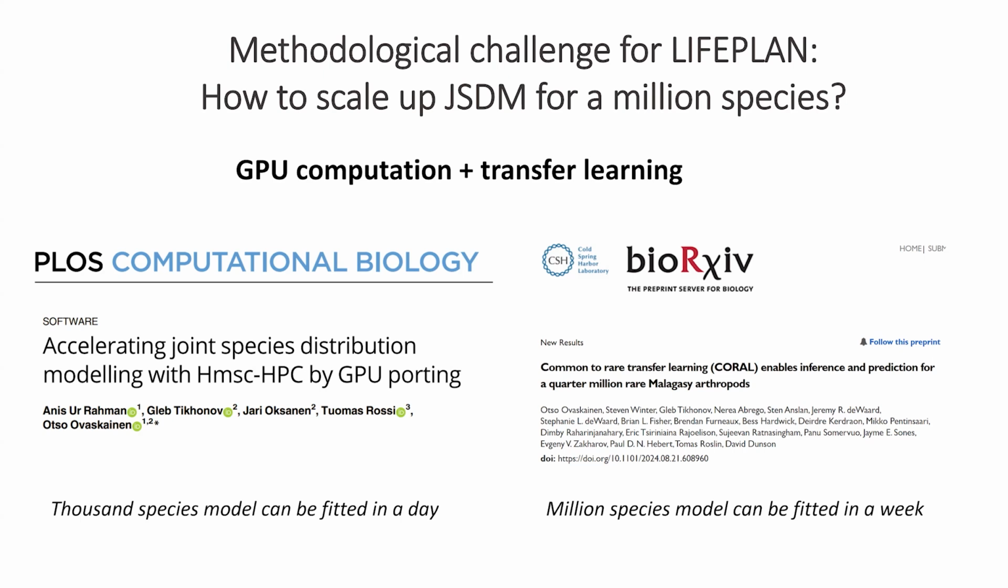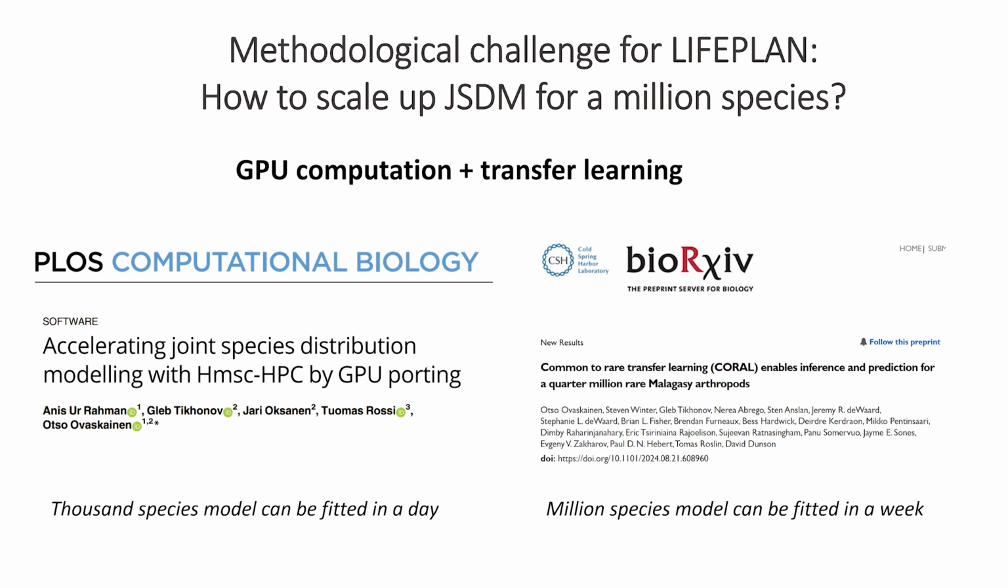But then in recent years, we have really put efforts into how to do much bigger data with JSDMs, very much motivated by LIFEPLAN. So we published this paper in PLOS Computational Biology, where we simply utilize bigger computers, GPU-based computation in servers, so that we can scale up the computations to thousands of species. We can fit HMSC now 1,000 times faster than without these computational developments. But even those methods don't scale up for millions of species.